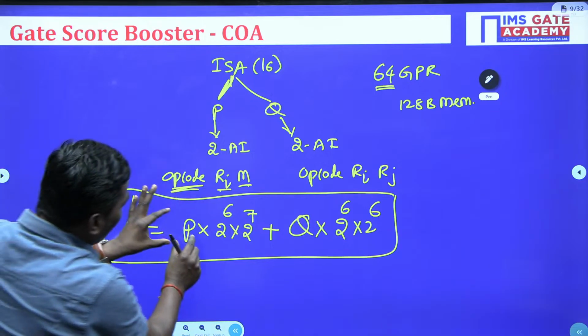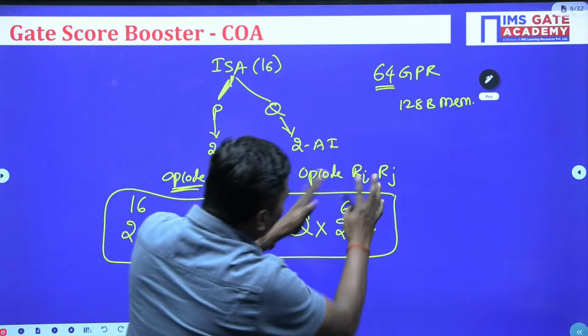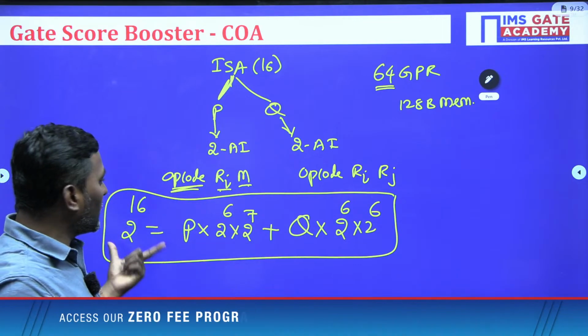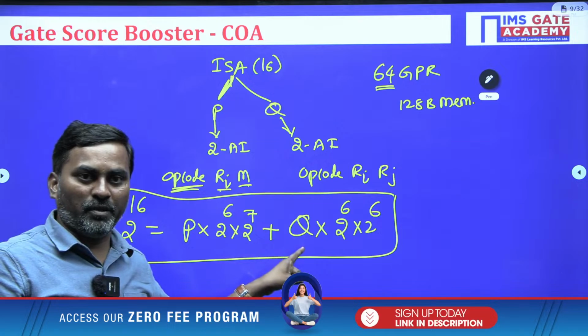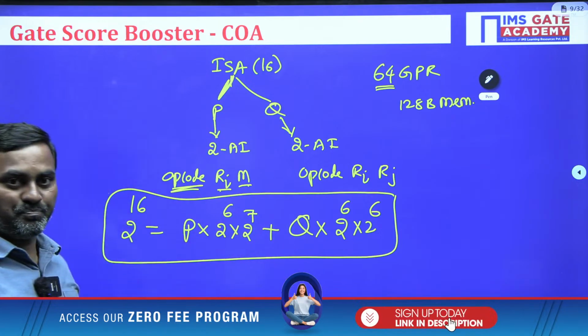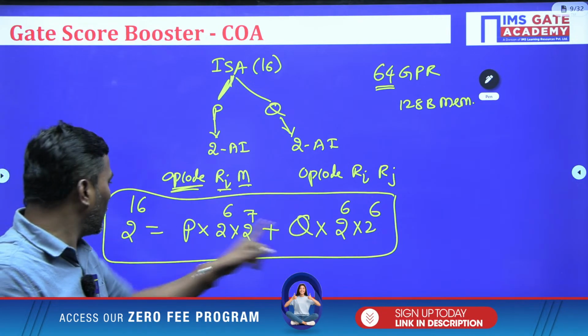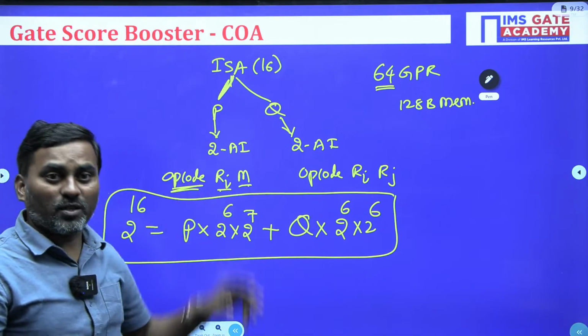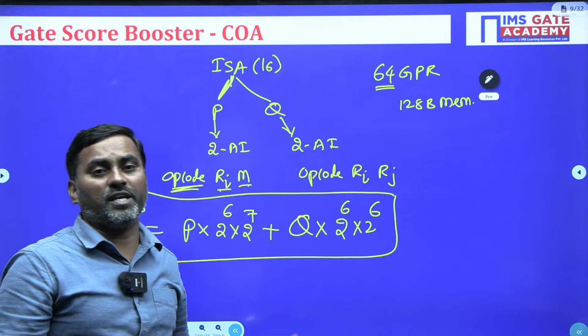You write opcode into this address field. If you are able to write this format, yes, I'll get the answer. You may be given the p value and q value, they may ask the p value. Sometimes p and q are given, they may ask the total number of instructions possible. Maybe instruction length also. Various questions are possible in this area.